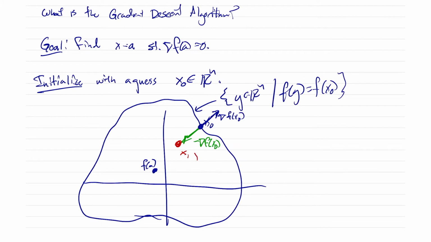And then this is going to have its own level curve, and then we take the gradient here, and we just keep following it until we get to f of a, or at least to some acceptable region of f of a. And so that's what we're aiming for.